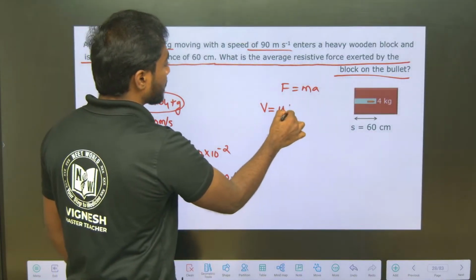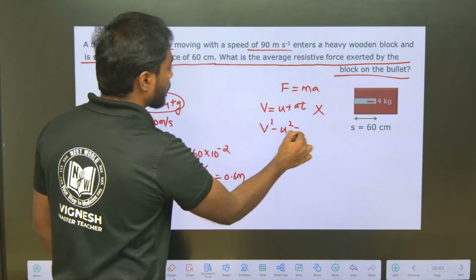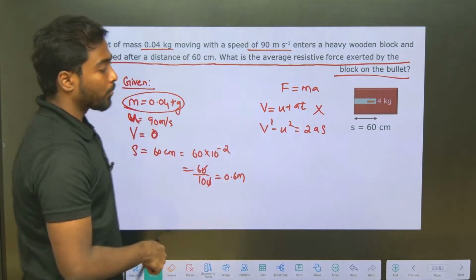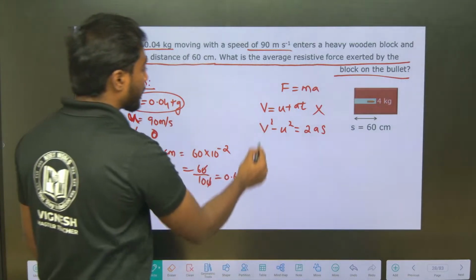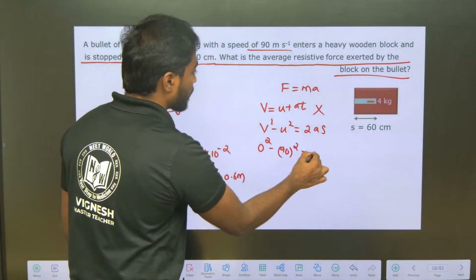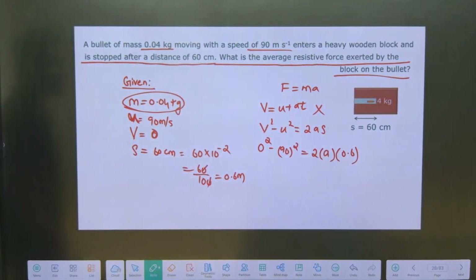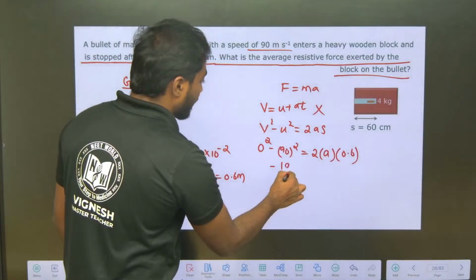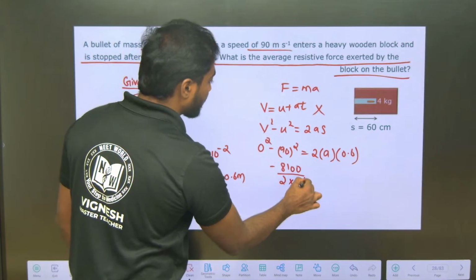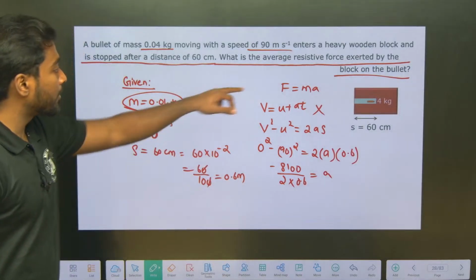V is equal to u plus at. I can't use this one, t is not given. V square minus u square equals 2as. Yes, I can use this, v I know, u I know, and s also I know. So, v square is 0 square minus u square, 90 square, equals 2 into a into s, which is 0.6. So minus 8100 divided by 2 into 0.6 will be equal to a. Now, this I can substitute in place of F.